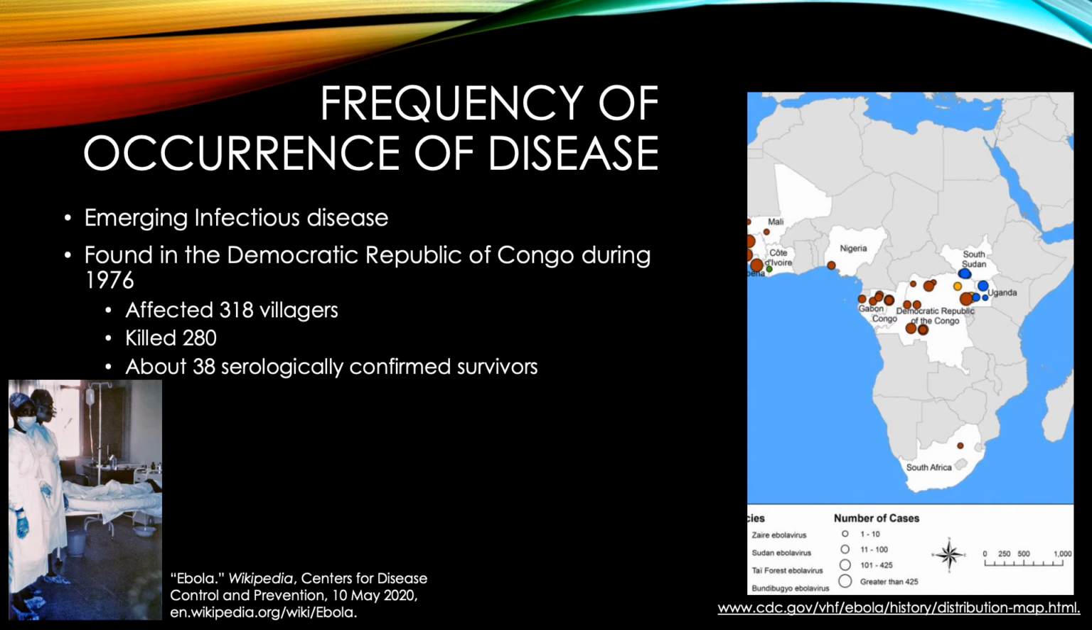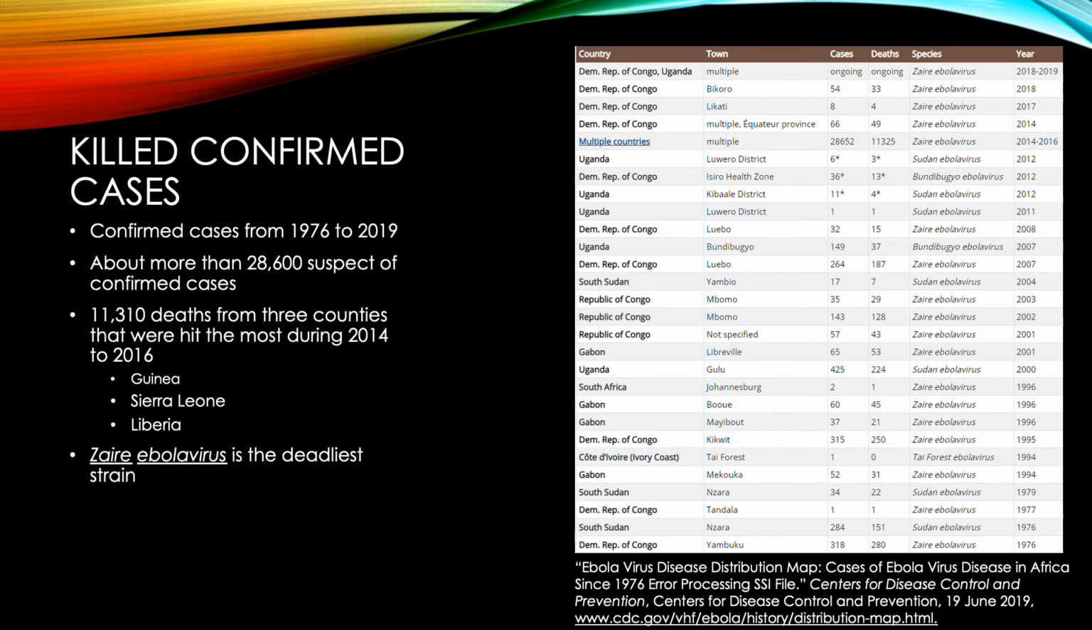And then the picture on the left is 2 nurses from Nzanga Hospital in Kinshasa, Zaire. They were known to be treating the third case of Ebola in that village. This chart on the right shows the confirmed cases of Ebola that occurred in Africa from 1976 to 2019.